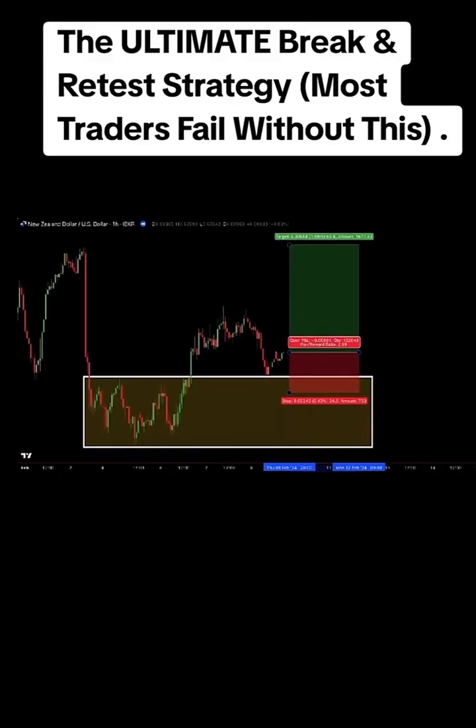Set your stop loss just below the inside bar to protect against false breakouts. If price drops below this level, the setup is no longer valid. Aim for the next key resistance level where price is likely to slow down or reverse.